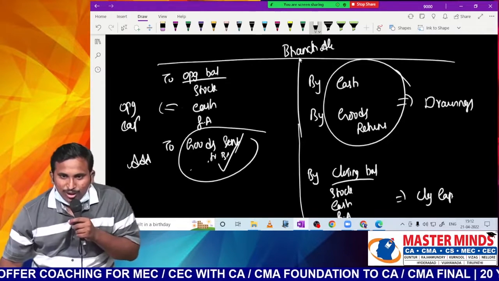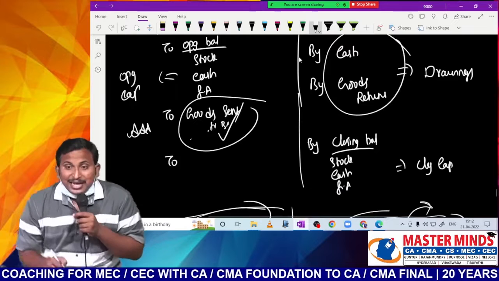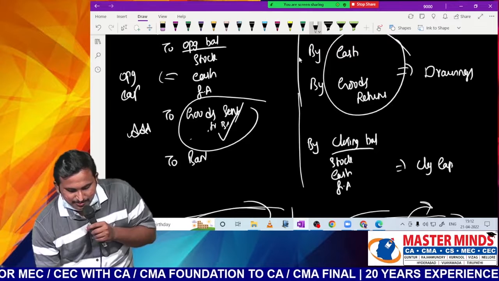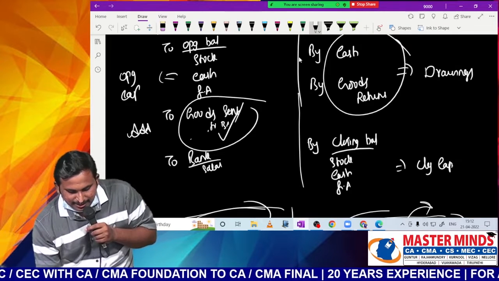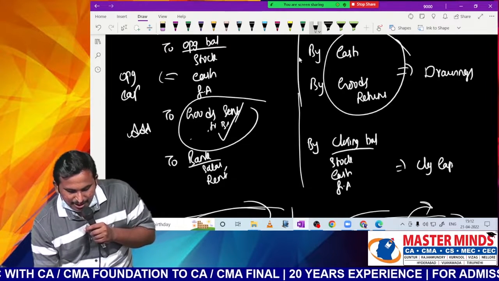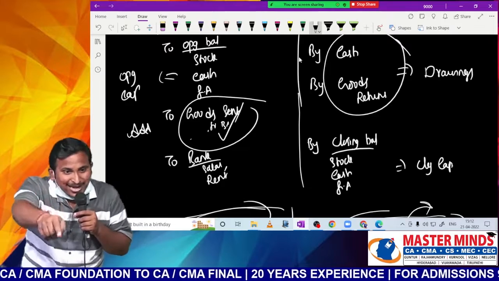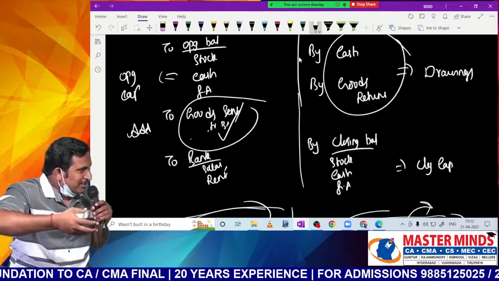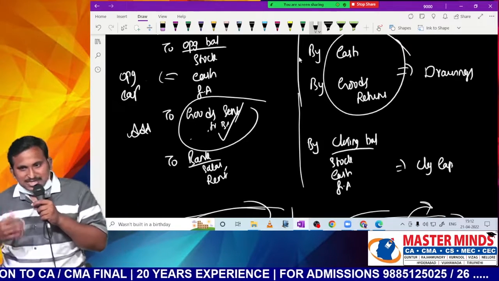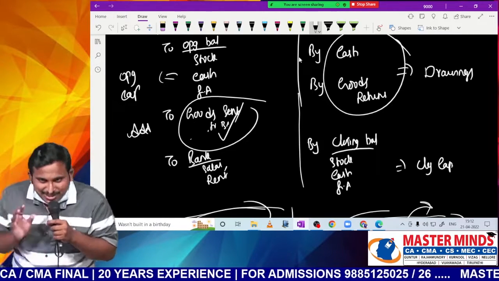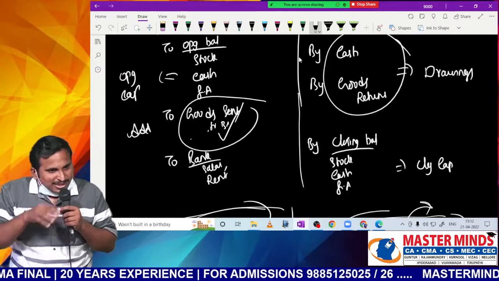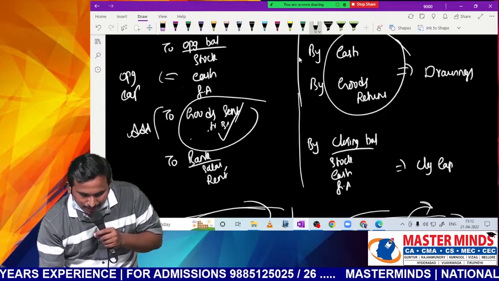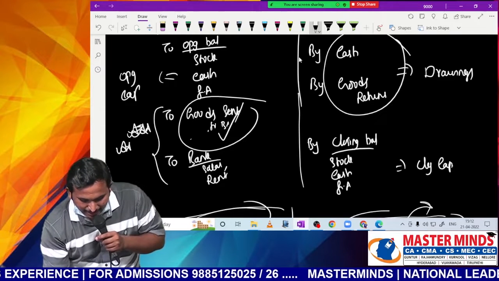Of course, not only goods, sir. Suppose you bear any expenses for the branch, such as salaries, rent, etc. If you are incurring these for the branch, that means once again you are spending some amount on the branch. Or if you have made purchases directly for the branch, once again you are spending some amount on the branch. All these things are called additional capital.